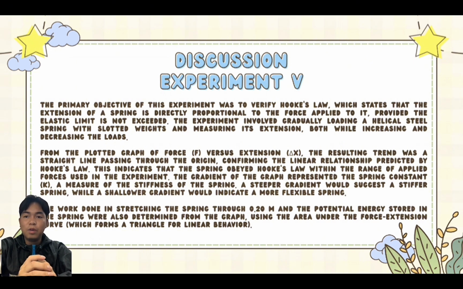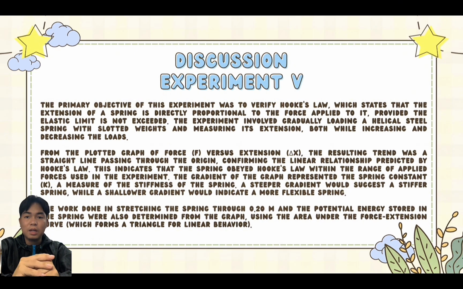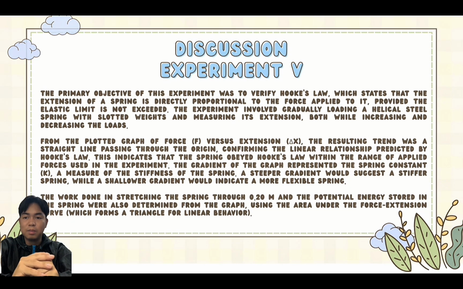The experiment involved gradually loading a helical steel spring with a slotted weight and measuring its extension, both while increasing and decreasing the loads. So from the plotted graph of F versus extension, the resulting trend was a straight line passing through the origin. This confirms the linear relationship predicted by Hooke's law. So this indicates the spring obeys Hooke's law within the range of applied forces used in this experiment.